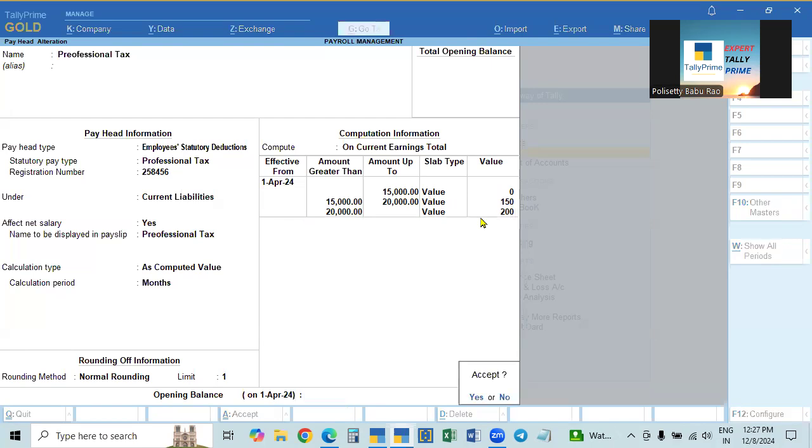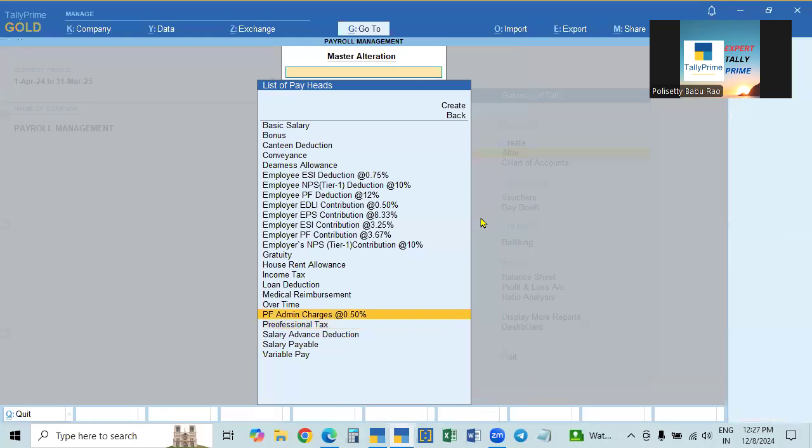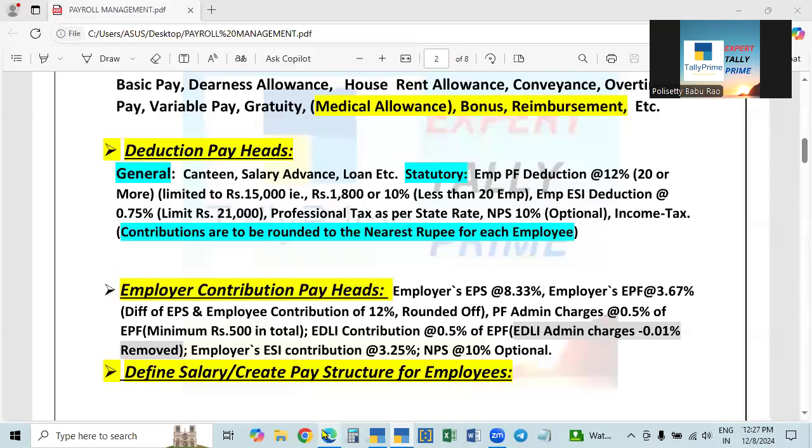Okay, so these are what you call statutory deductions. They are called statutory deductions. See here, statutory deduction, NPS, and income tax also. Income tax you will take up later.